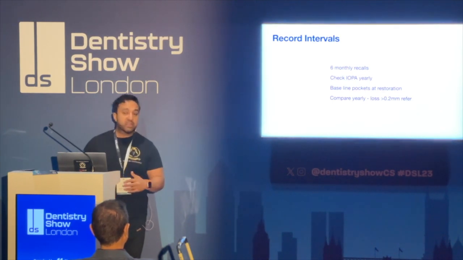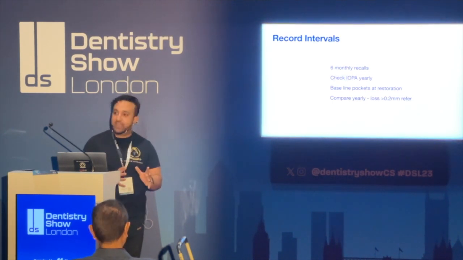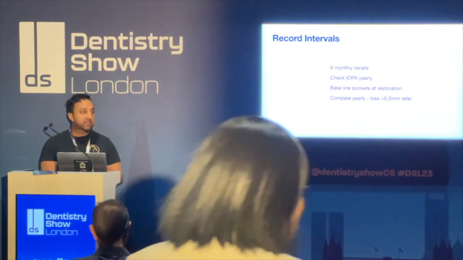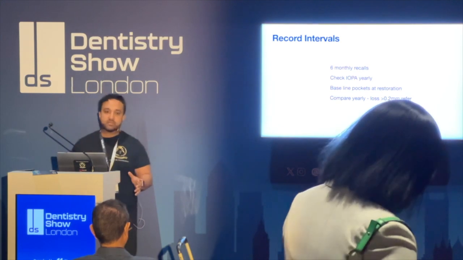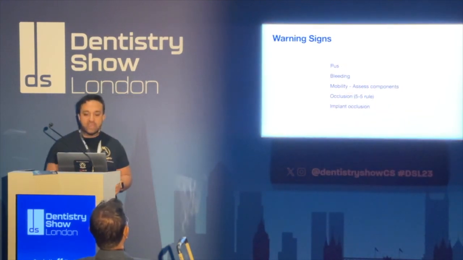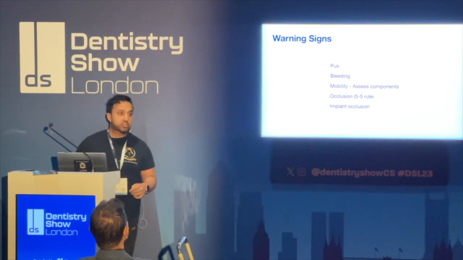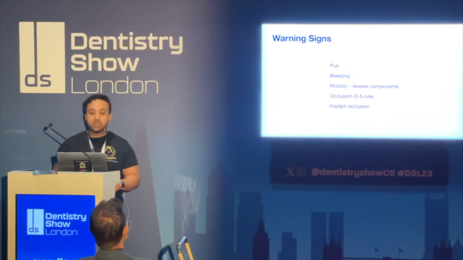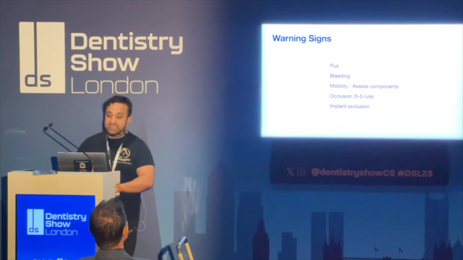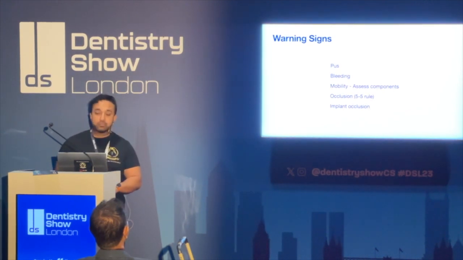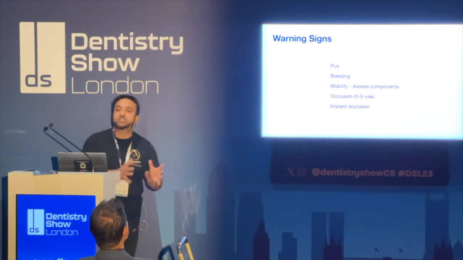But in my opinion, it's very much due to the host factors: their cleaning, their oral hygiene, and their susceptibility to perio around the implants themselves. The other major factor with that is the occlusion, which I'm also going to talk about. So, in summary, the warning signs we're looking at are any pus, any bleeding, any basic mobility of the implants. You need to be able to assess what's mobile.